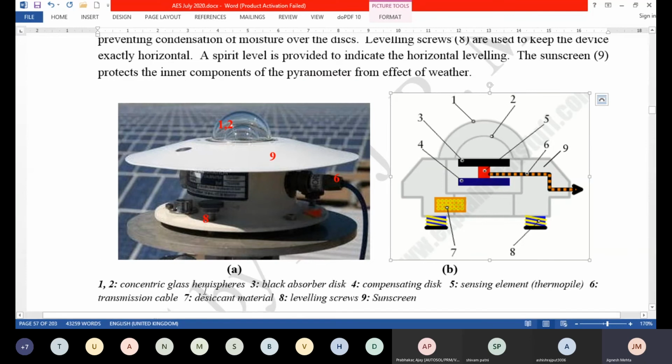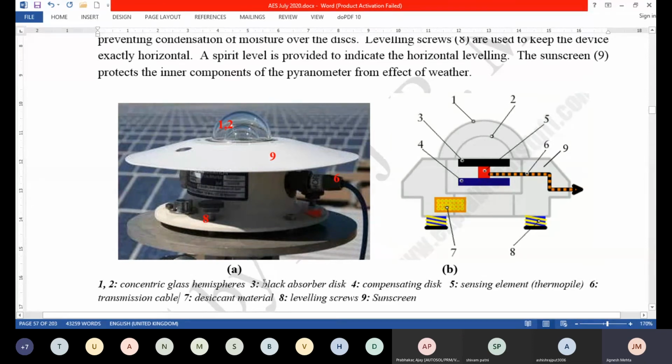So through the transmission cable, you transmit it to the readout device, and the inner components and the electronics have to be kept at a very low humidity. So you put desiccant material. Ideally, it should be changed over a year or a couple of years, so that the inner components remain dry, and the moisture does not affect the functioning of the components here.